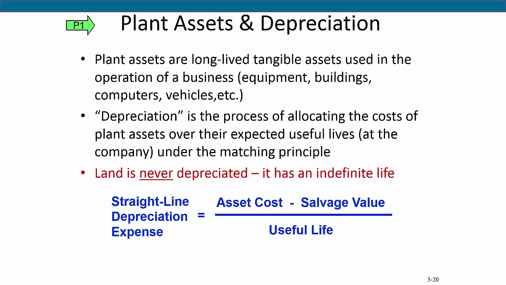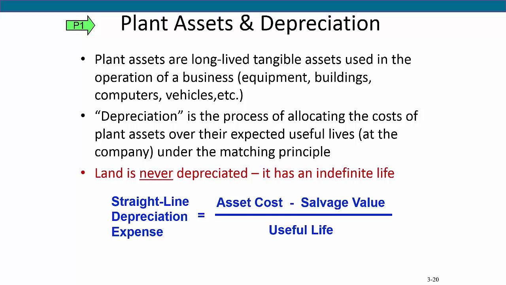At this point in the accounting process, I'd like to introduce you to a depreciation method known as straight-line depreciation. Straight-line depreciation is the most popular method used by companies. They determine the amount of annual depreciation by taking the cost of the plant asset, subtracting the estimated salvage value, and dividing that amount by the useful life of the asset. We will cover this idea in great detail in Chapter 8 later in the semester.